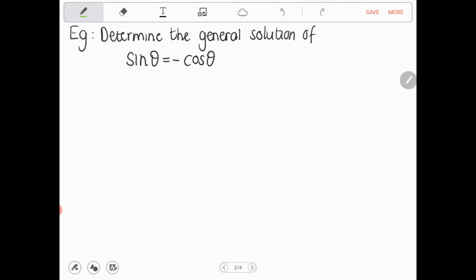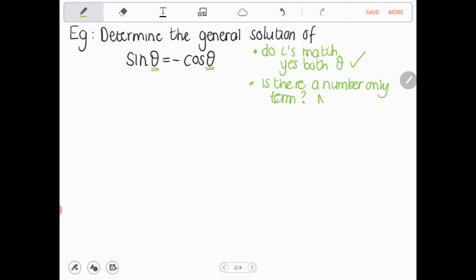All right, so let's look at what we do when we see this. This says determine the general solution of sine theta is equal to negative cos theta. So I check my equation. Do the angles match? Yes, they're both theta. Is there a number only term? No. So again, we've got everything set up: angles match, no number only term.